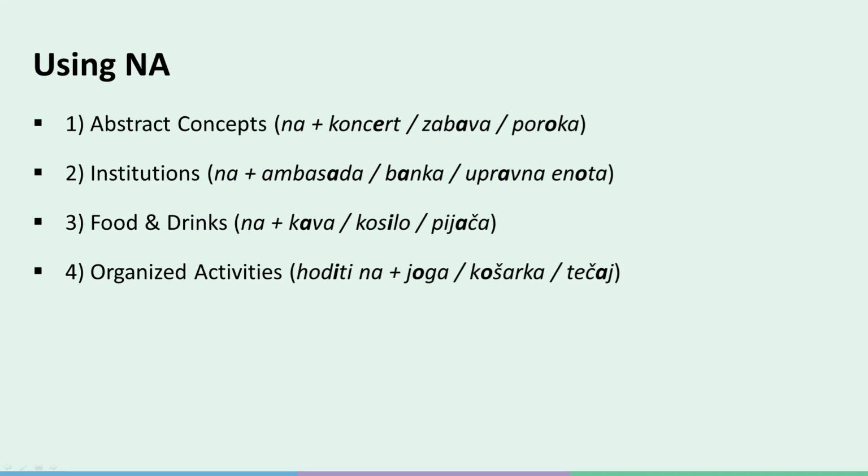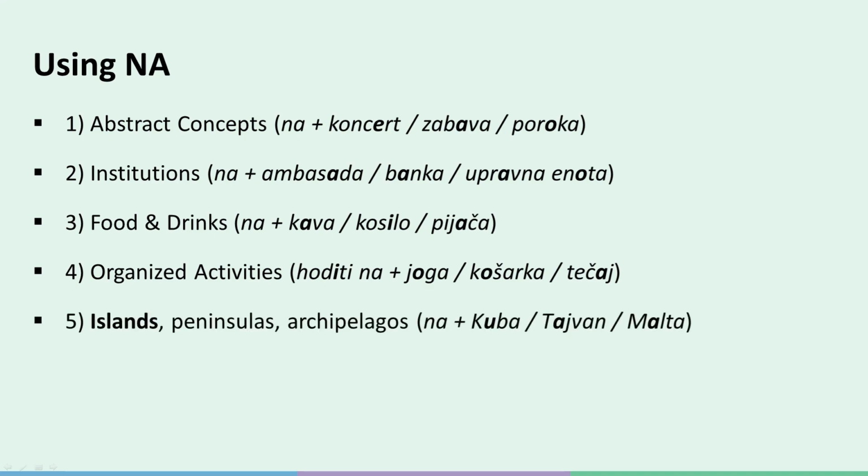Now let's take it a step further and add some more items. Use na with islands, peninsulas, and archipelagos. As always, there are exceptions, and it's u Veliko Britanio, by the way. But it's na Kubo, na Taiwan, and na Malto, for example.